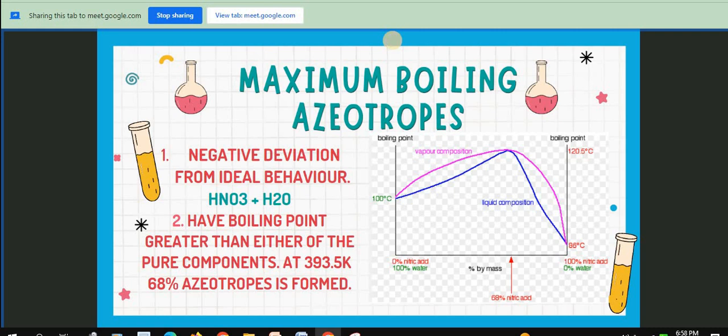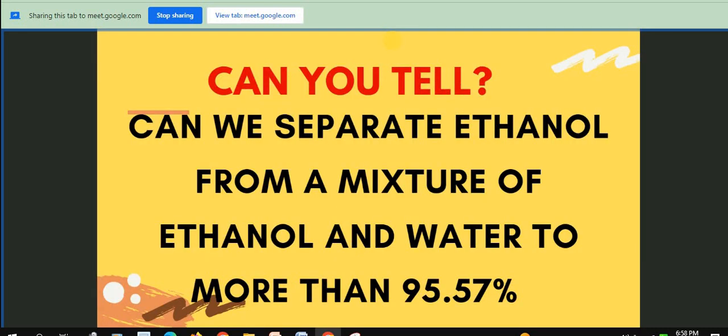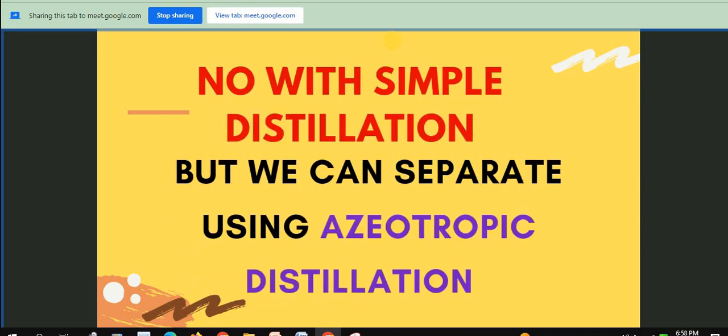These curves are known as Tx diagrams: temperature on the y-axis, mole fraction on the x-axis. Now the question which we started with: can we separate ethanol from a mixture of ethanol and water to more than 95.5%? The answer is no when you use simple distillation, but we can separate if we use azeotropic distillation. But that is beyond the scope of the syllabus.